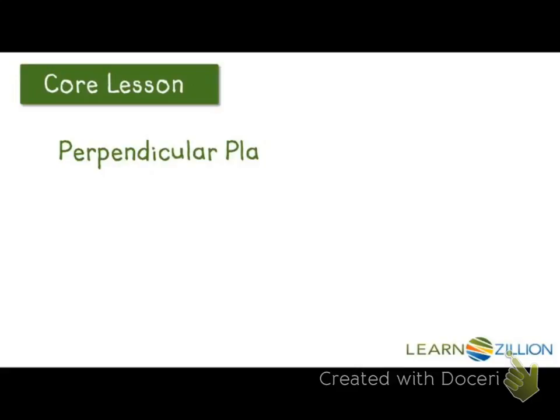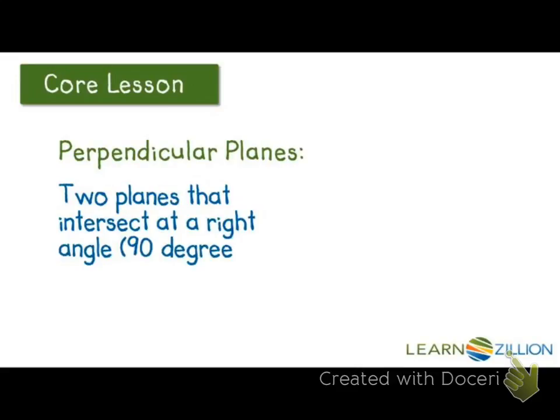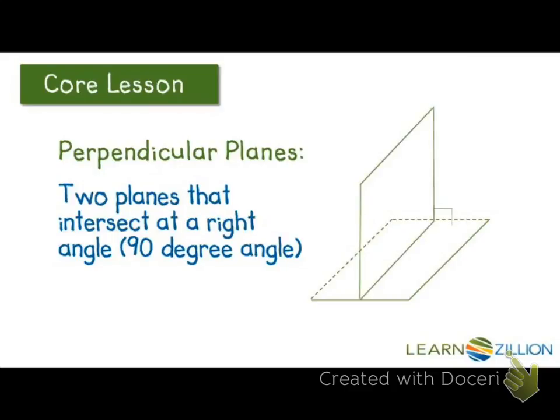We will also use perpendicular planes. This means two planes that intersect at a right angle or 90-degree angle. Again, think about the floor of a room, but this time imagine one wall of that room. Because they meet at a right angle, the wall and the floor would represent perpendicular planes.